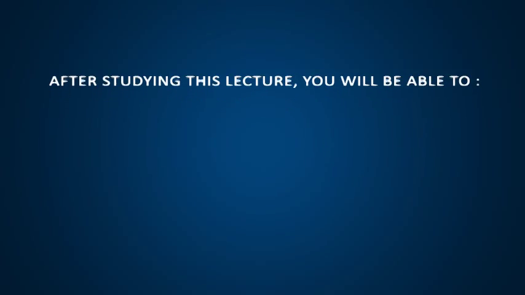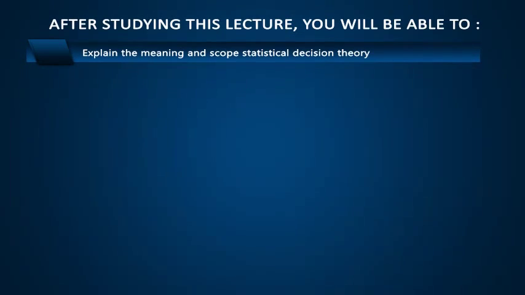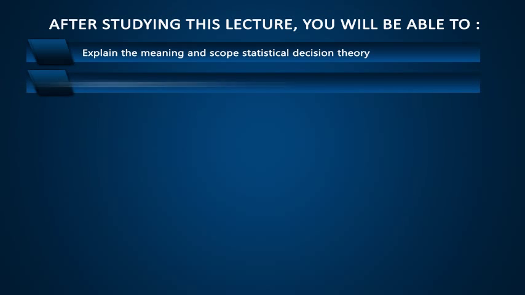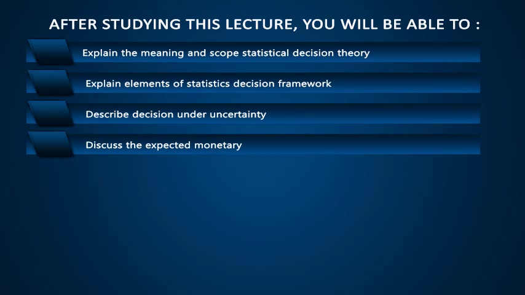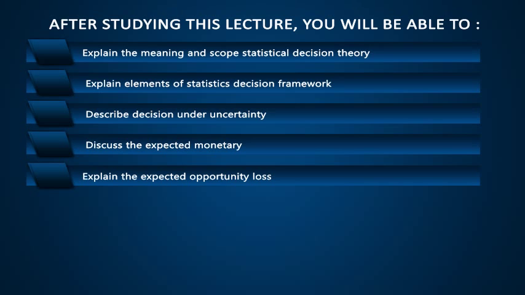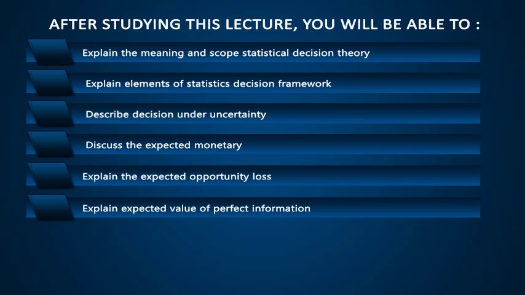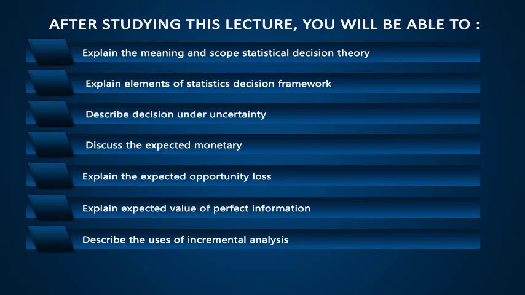the following objectives. Explain the meaning and the scope of statistical decision theory, explain elements of statistical decision framework, describe decision under uncertainty, discuss the expected monetary value, explain the expected opportunity loss, explain expected value of perfect information, describe the uses of incremental analysis.